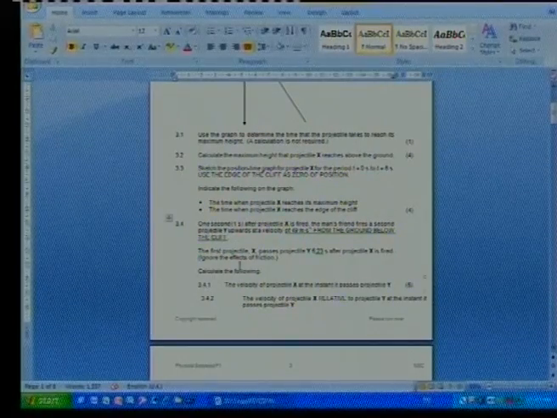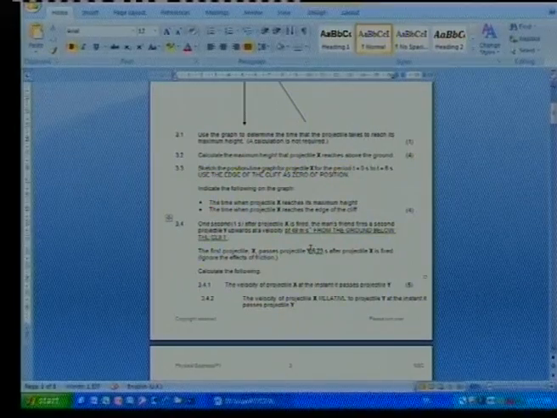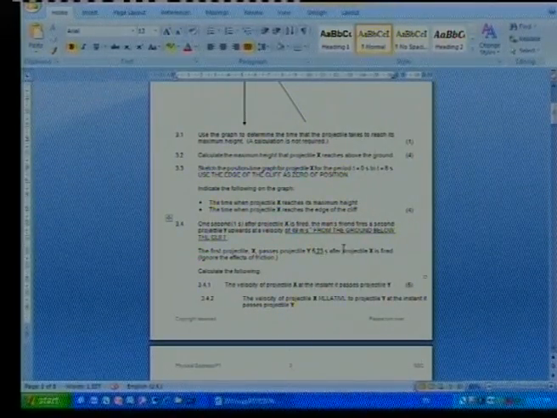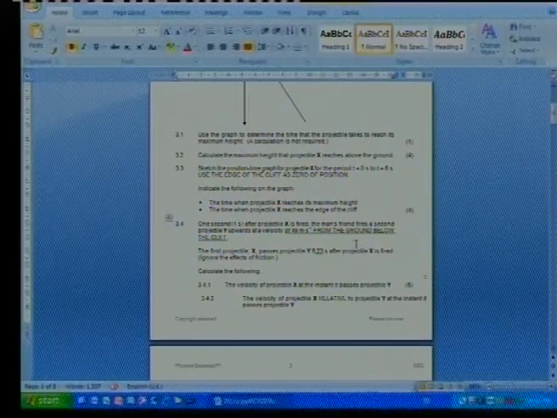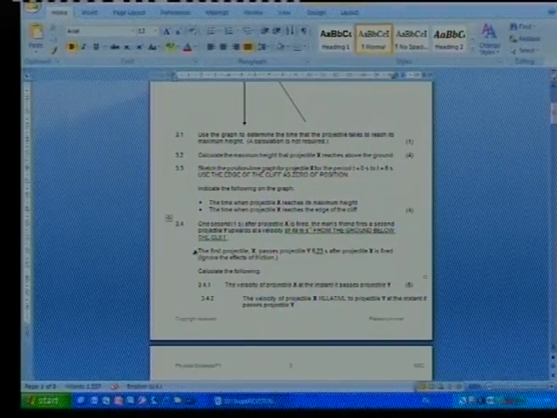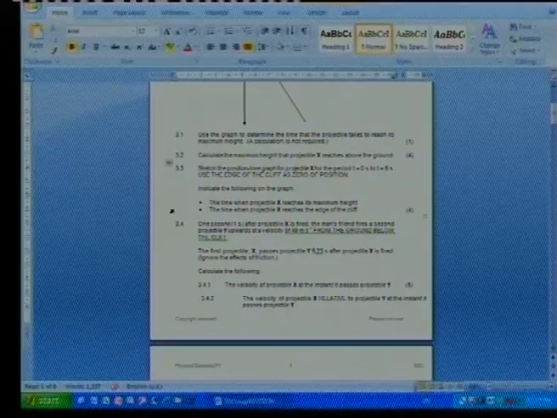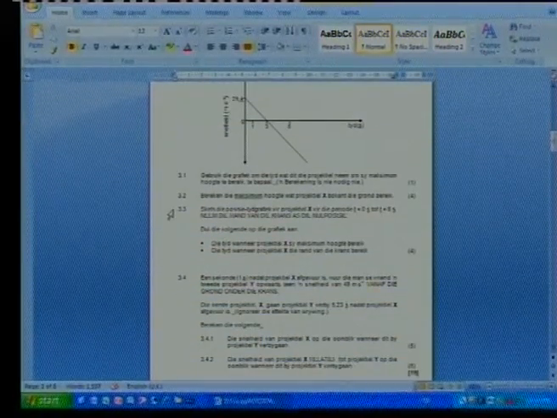The first projectile X passes projectile Y 5,23 seconds after projectile X is fired. Oh, it's a lot of information. Let's read it in Afrikaans quickly, and then I'll do a write-up in a way which I think could help us to discern exactly what is happening here.